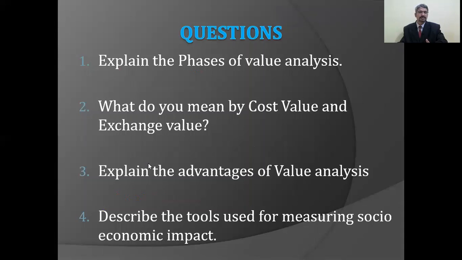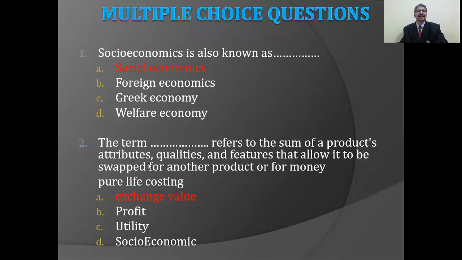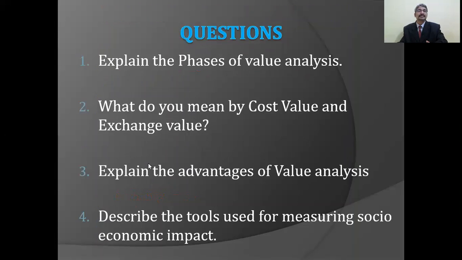Next questions in long form. Explain the phases of value analysis. We had studied these 7 phases. So 7 phases of value analysis, we are very well known about that. What do you mean by cost value and exchange value? As we know, the cost value is the sum total of the raw material, labor, tools, overhead, everything. And the exchange value, what did we study in this part? That is the product's attributes, qualities, and features that allow it to be swapped for another product or for money in pure life. Next, explain the advantages of value analysis. As we studied, the benefits or advantages of value analysis are very essential and important in this part.